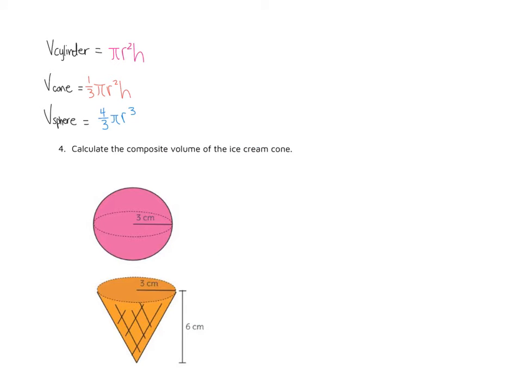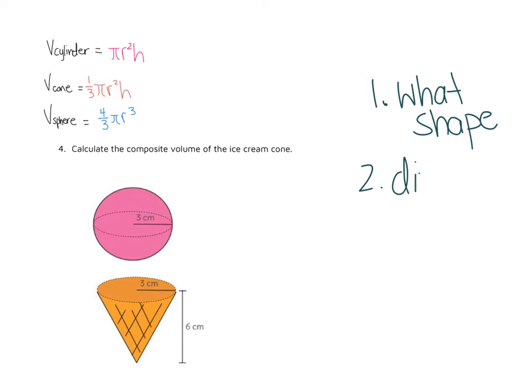Here we have this question, and it says calculate the composite volume of the ice cream cone. Anytime we're solving for volume, we want to ask ourselves 3 questions. The first one is what shape? We need to know what shape we're working with. The second one is dimensions. We need to know the radius and the height if we're dealing with a cone or a cylinder, and we need the radius if we're dealing with a sphere. Then the third question we want to ask ourselves, what is the formula that we are going to use?